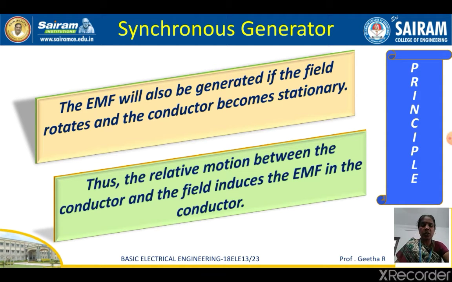Whether the field is rotating or the coil is rotating, whenever there is a relative motion between the conductor and the field, the EMF will be induced in the conductor. There are two main components, one is the conductor and the other one is the field. This principle is used whether it is a DC generator or a synchronous generator or an alternator, whatever it is; the principle of producing EMF is this one.